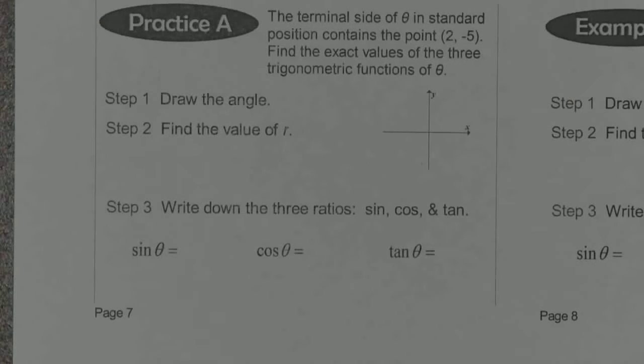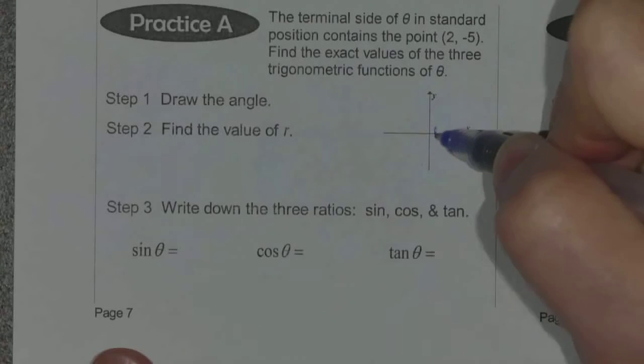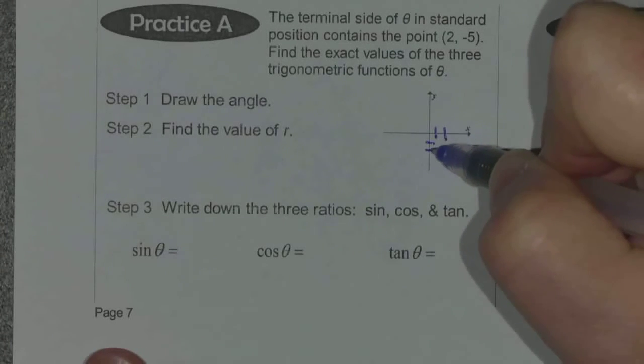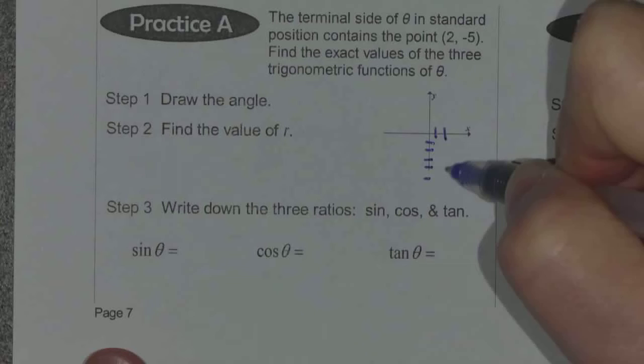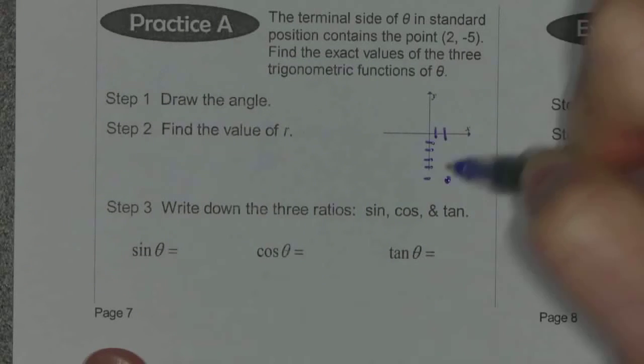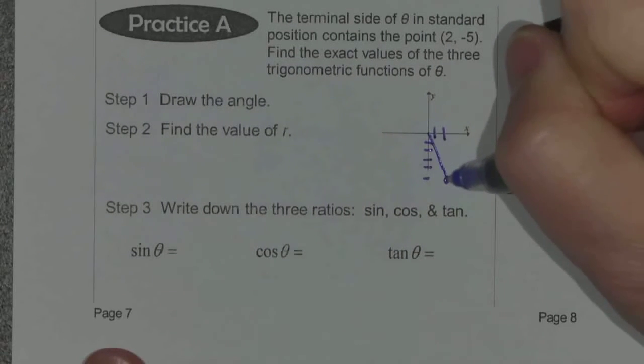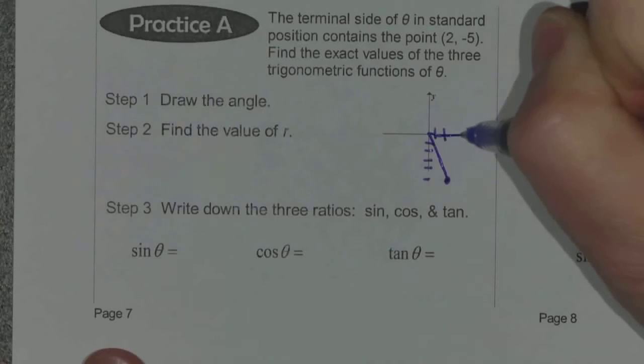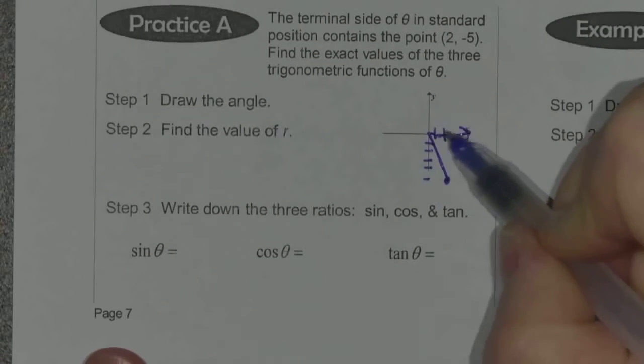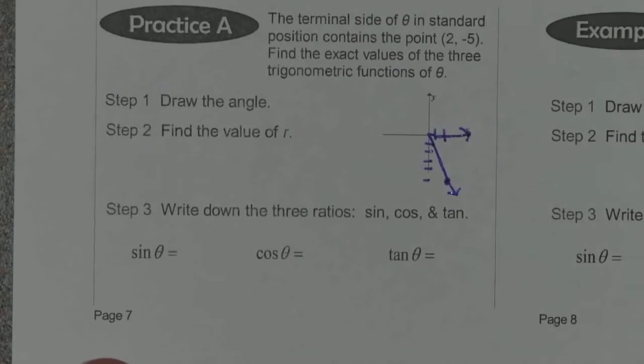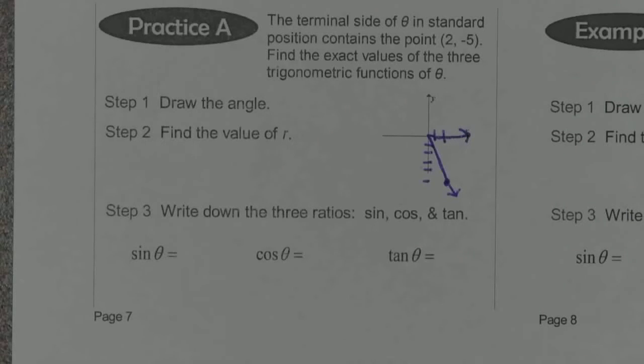Draw the terminal side of an angle at the point 2, -5. So I'm over 2 and I'm down 5. And my point goes right there. That point is my angle. So I would have started here and I would have come this direction for my angle. You guys following me on how my angle would be drawn? It goes through that ordered pair.